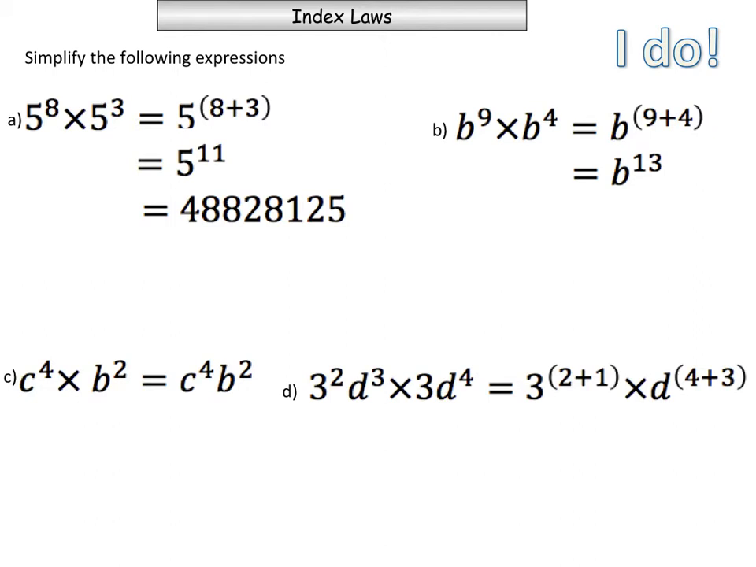So we get 3 to the power of 2 plus 1, and d to the power of 4 plus 3. And our solution to that problem is 3 to the power of 3 times d to the power of 7. And then you'd need to simplify that and write 27 d to the power of 7.